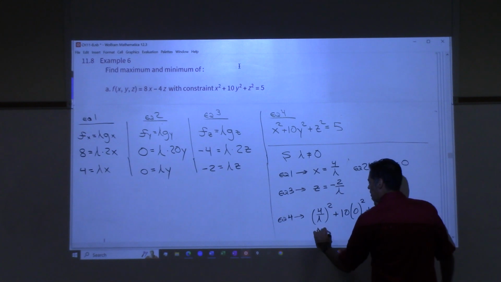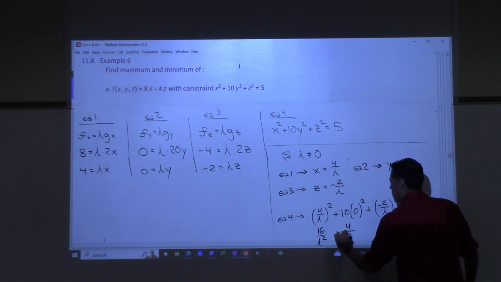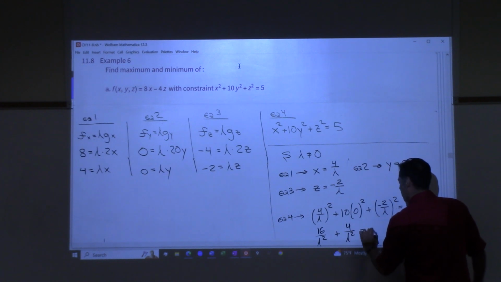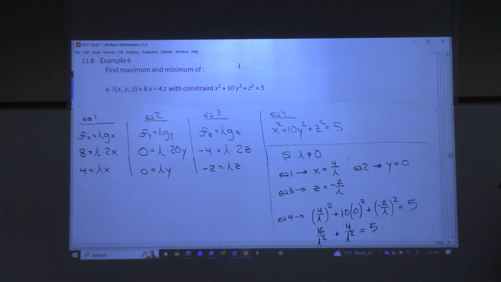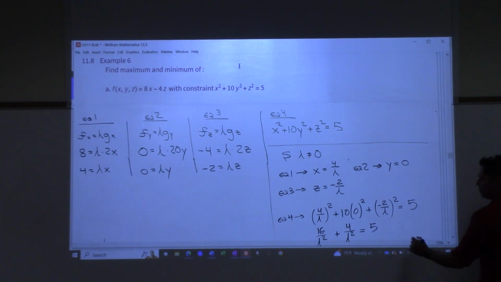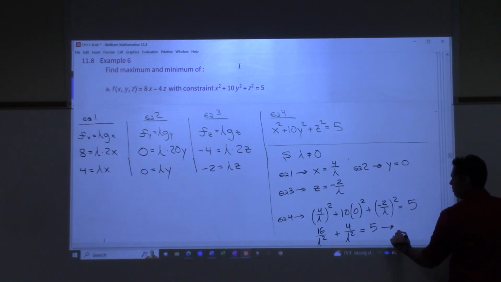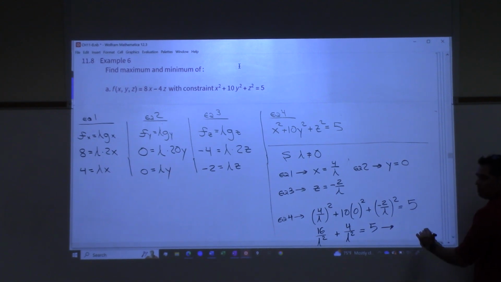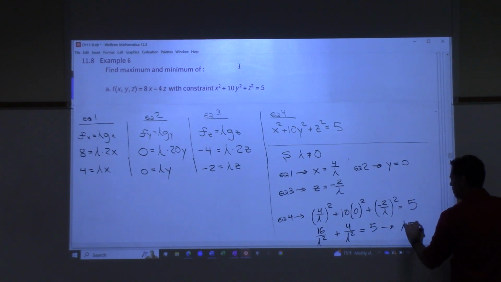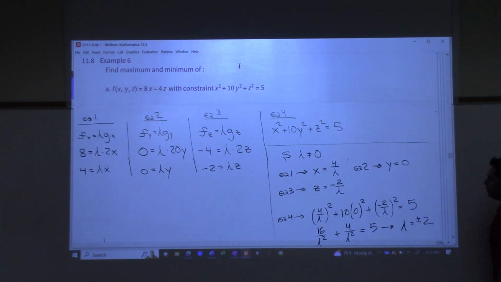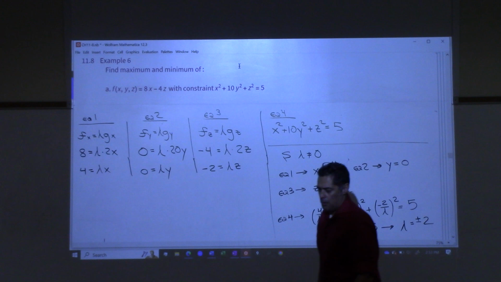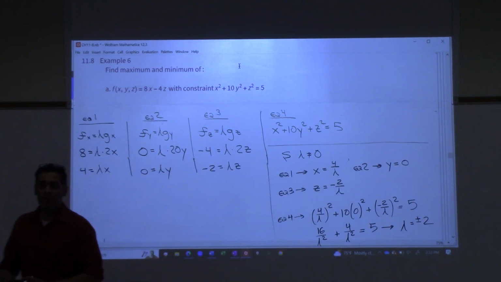Square, 16 over lambda squared plus 4 over lambda squared equals 5. 20? Yeah. So 20 is, what's lambda? Plus or minus 2? Lambda is plus or minus 2? So let's now look at both of those scenarios.